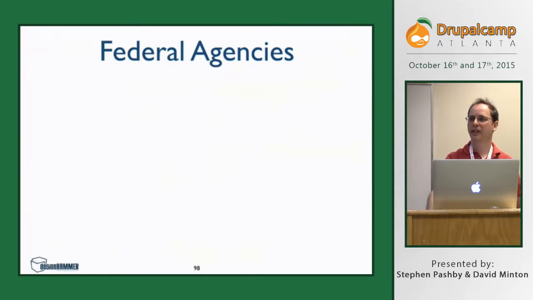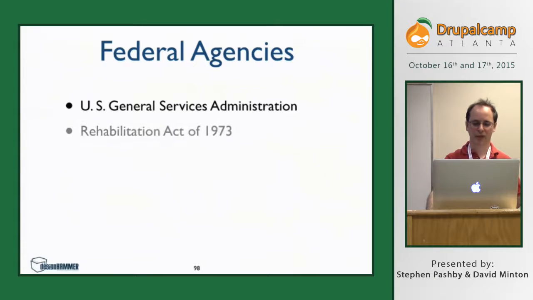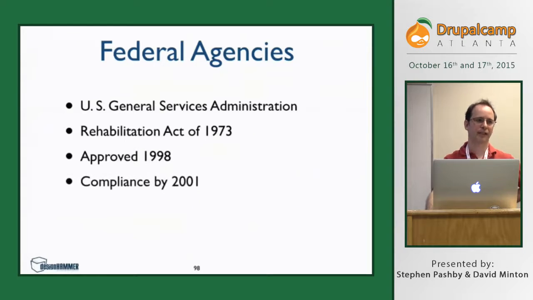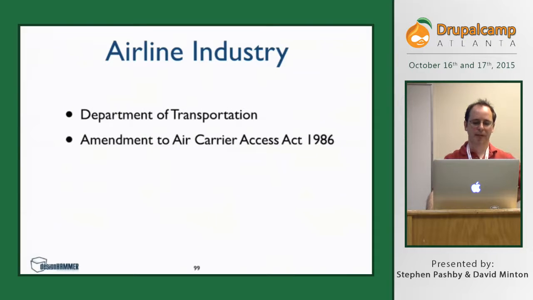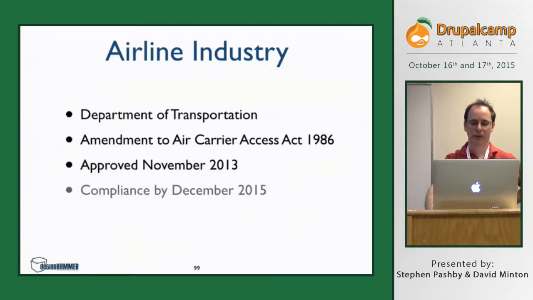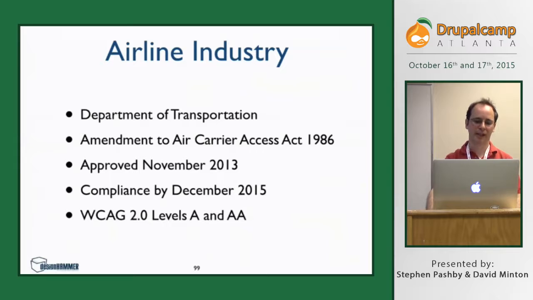So if you're a federal agency, you've got to deal with the U.S. General Services Administration, the Rehabilitation Act of 1973. As we mentioned earlier, it was approved in 1998. You had to be compliant by 2001, and that's Section 508 and specifically 1194. Now, if you're in the airline industry, you're under the Department of Transportation. And there was an amendment to the Air Carrier Access Act of 1986. And this was approved not too long ago, November of 2013, and compliance is supposed to be by December of 2015. And unlike the federal agencies that are using the really old Section 508, this law specifies WCAG 2.0 levels A and AA as what is necessary for compliance.